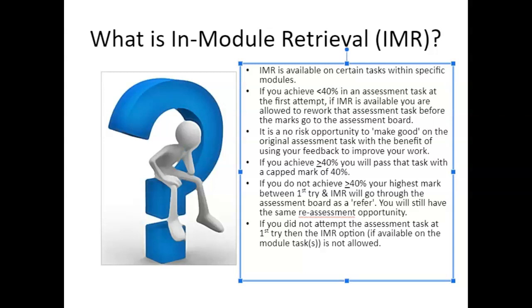for postgraduate. If you don't achieve 40% or 50%, your highest mark between your first try and your IMR will then go through the assessment board as a refer. You will still have the same reassessment opportunity. And if you don't attempt the assessment task at first try, then the IMR option, if it's available, is not allowed.